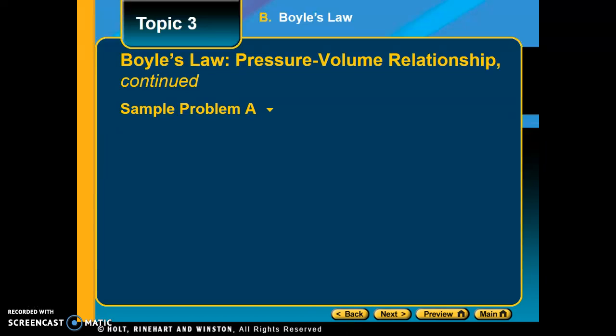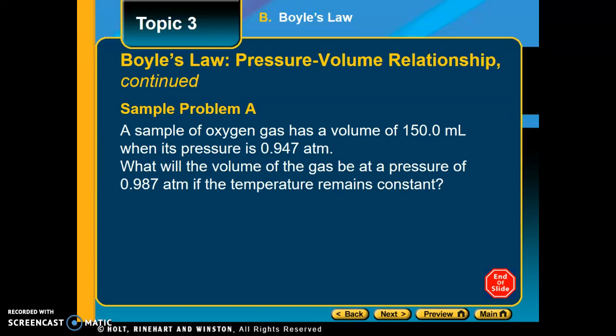So let's look at some example problems. The first one, a sample of oxygen gas has a volume of 150 milliliters. So you see that that is the first volume given, so that'll be V1. When its pressure is 0.947 atmospheres, so that's the first pressure given, so that would be P1. What will the volume of the gas be? So that will be V2, at a pressure of 0.987, so that's the second pressure given, so that'll be P2, if the temperature remains constant.